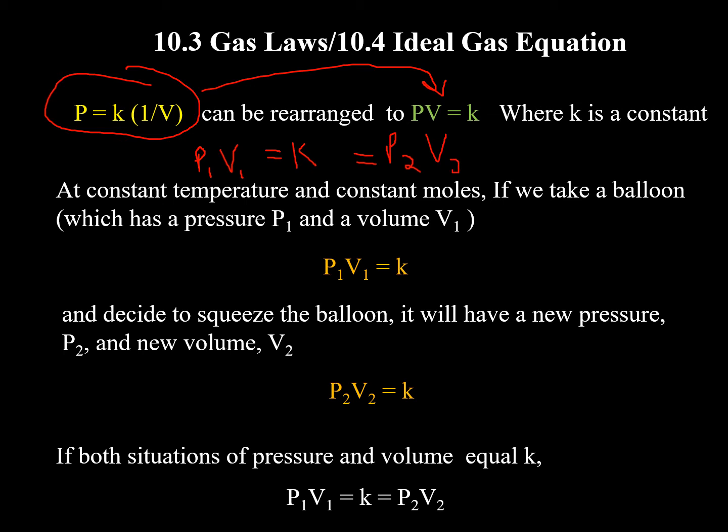So this is just the situation of what happens after we change the conditions, but the concept would remain the same. So my question to you is, if P1 V1 equals K and P2 V2 equals K, does P1 V1 equal P2 V2? And the answer is yes. So we can rewrite this equation as P1 V1 equals P2 V2. It's the same amount of gas, and the temperature stays the same.